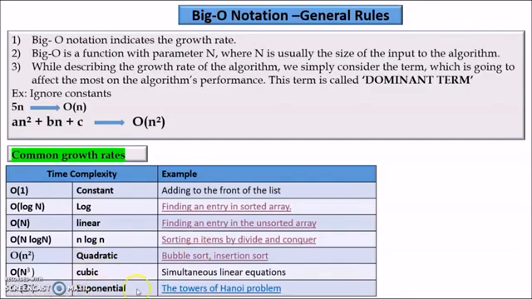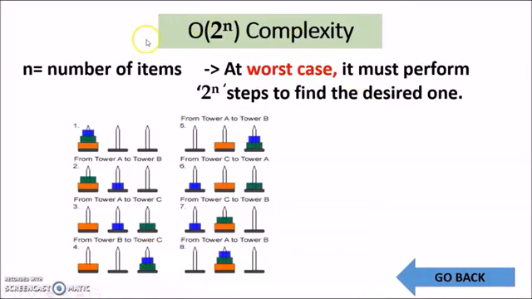The last one is 2 to the power of n, exponential. Here n is the number of items, and in the worst case it takes 2 to the power of n steps. The best example is the game Tower of Hanoi. You have 3 towers, and I want to shift all the discs to the last tower. I have to shift one by one, and the final location should have the same arrangement. I think it takes 8 steps. Yes, if you see the figure, for input 3 it is 8 steps.